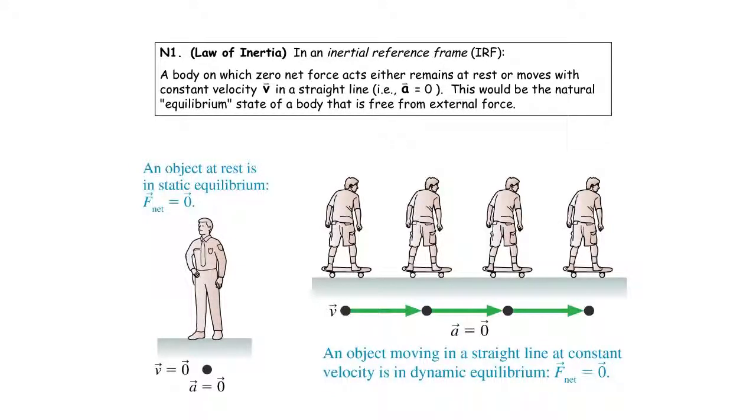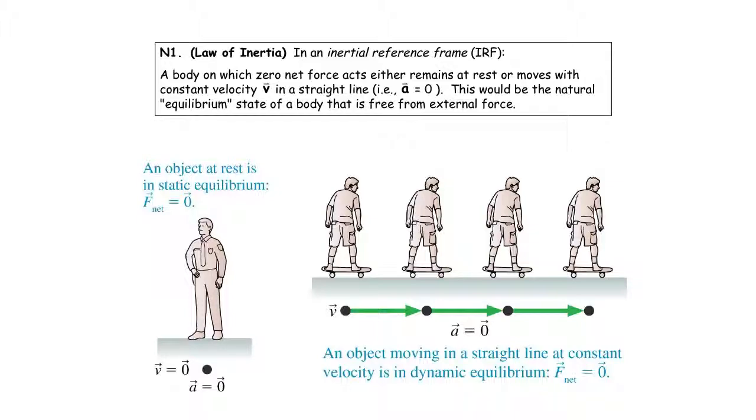So let's take the first one. This is the first Newton's law, the law of inertia. A body on which 0 net force acts either remains at rest or moves with constant velocity v in a straight line. And this is what we would say is the natural equilibrium state. Here is an object at rest in static equilibrium.